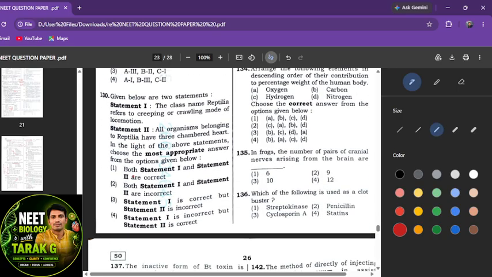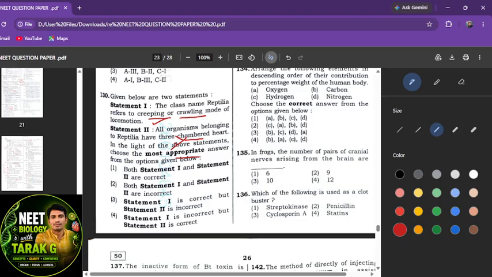130. Statement based again, right? The class name Reptilia refers to the creeping and crawling mode of locomotion. All organisms belonging to Reptilia have a three-chambered heart. Choose the most appropriate answer. Actually, crocodiles have a four-chambered heart. That's why that's wrong.